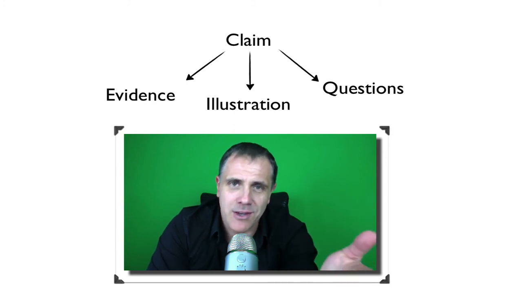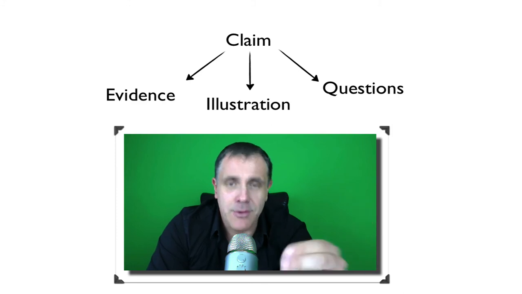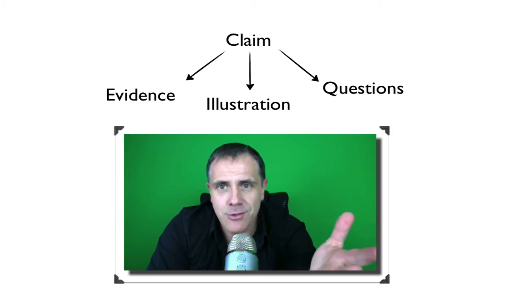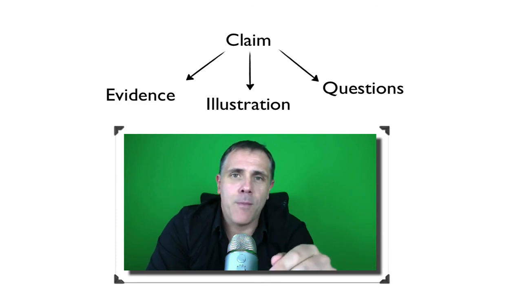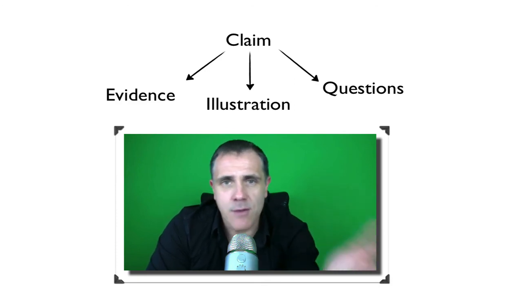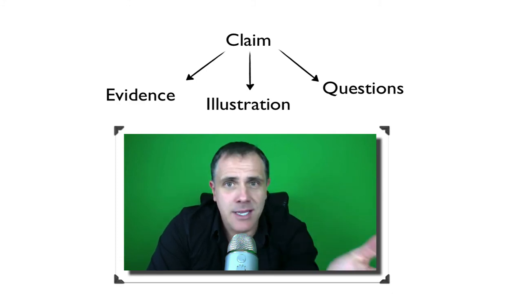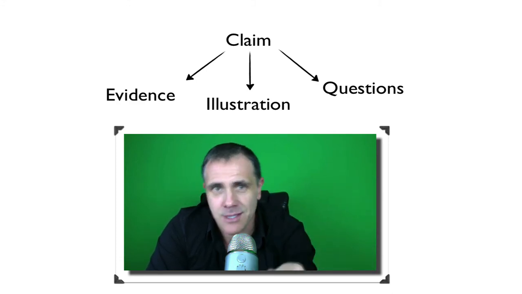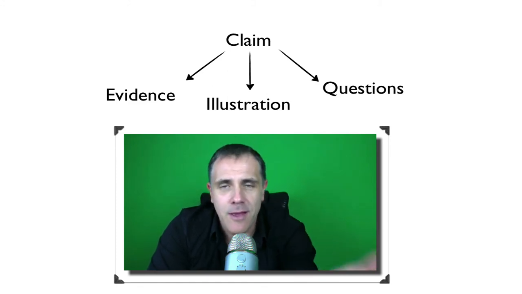Obviously, you can change the types of evidence you use. You can change the types of illustrations you use, and obviously the questions you use. You can combine. For example, in one chunk you can use a survey result, a metaphor, and questions. In the other chunk you can use statistics, a story, and questions. In the third chunk you can use a demonstration. You can play a video, and you can ask a question.